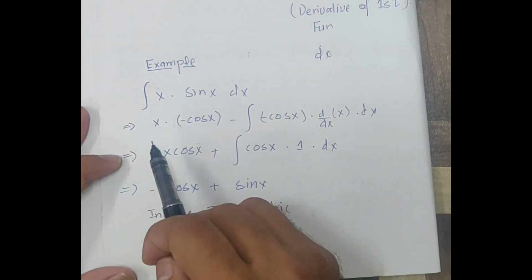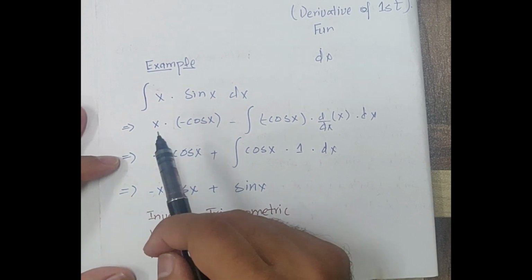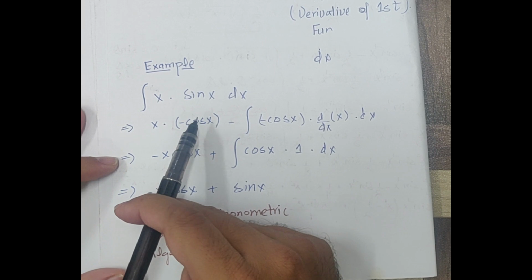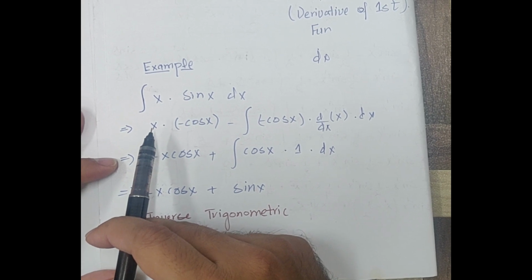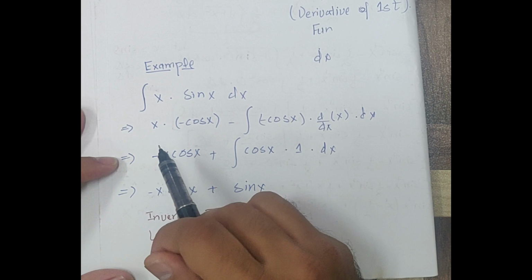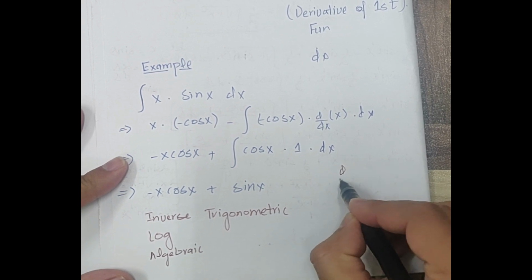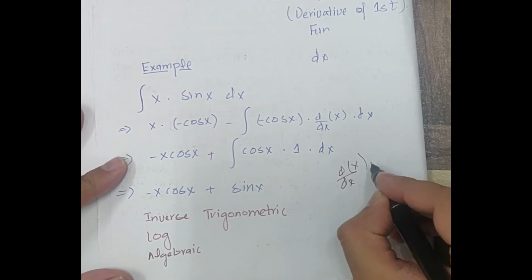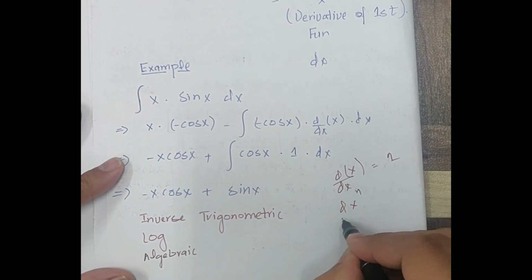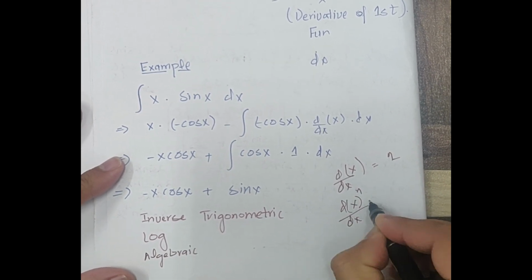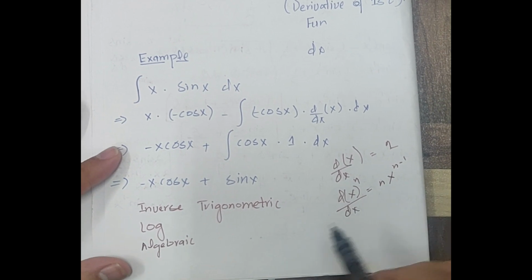Now if I take sine of x as the second function and x as the first function, then this expression can very easily be solved, because we know from the power formula that the derivative d over dx of x is equal to 1, or the derivative of x to the n is equal to n times x to the n minus 1. So that's the power formula of differentiation.